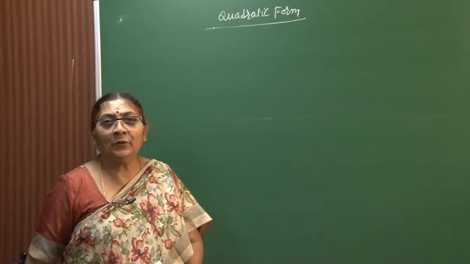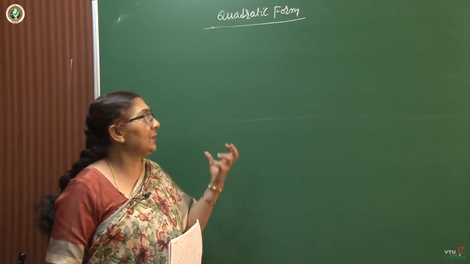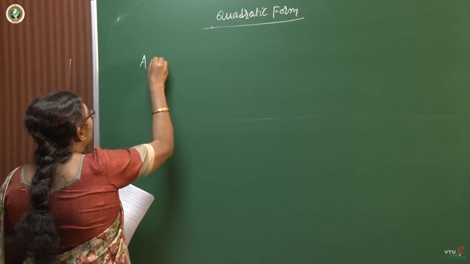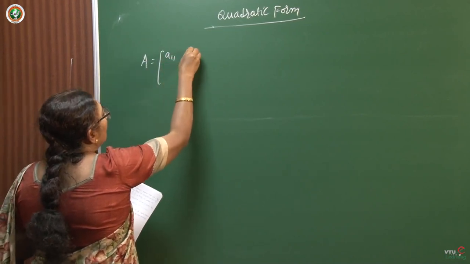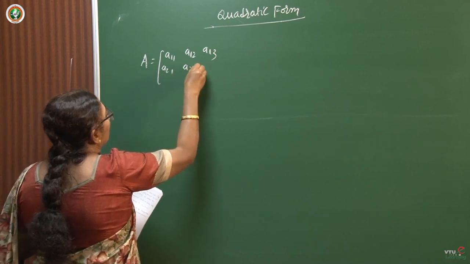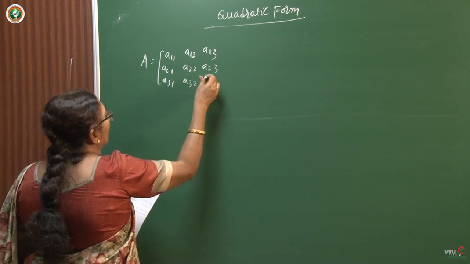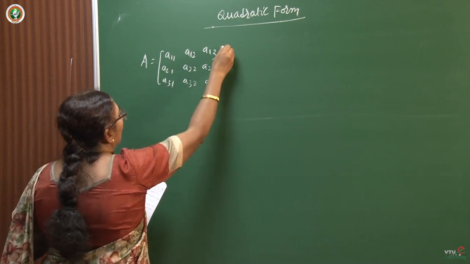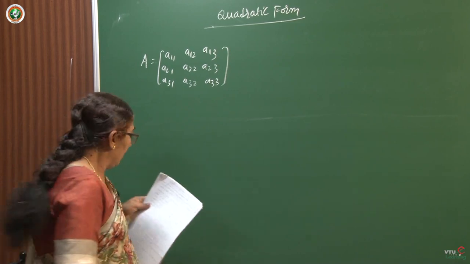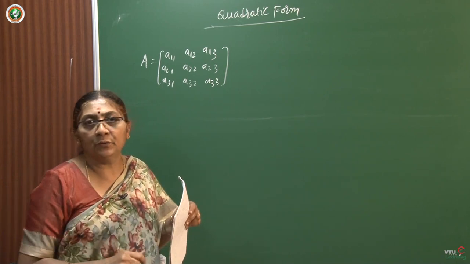In this class, we are going to discuss quadratic form. Okay, let's see. We have to know the meaning of quadratic form. For example, I'm going to take one matrix A equal to A11, A12, A13; I'm taking a 3x3 matrix, A21, A22, A23, and also A31, A32, A33. I want to express this matrix into quadratic form. Quadratic means the highest power of that polynomial is 2, that is called quadratic.